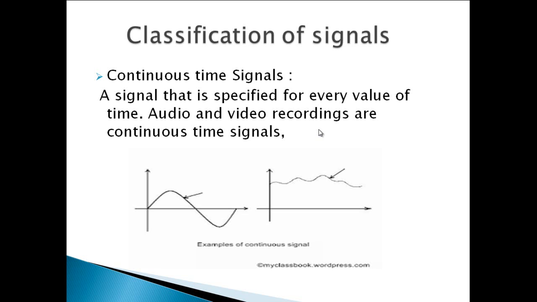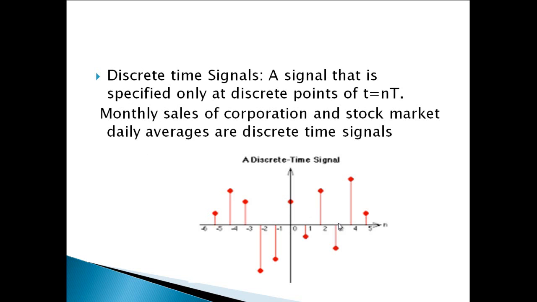I've also shown it in the diagram. These are the continuous time signals. They are specified for every value of time. Next is the discrete time signal. Here you only consider the time axis, that is the x-axis. See, amplitude is not considered.